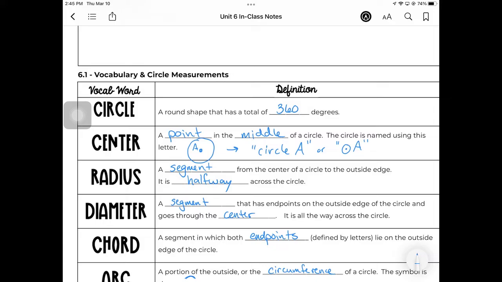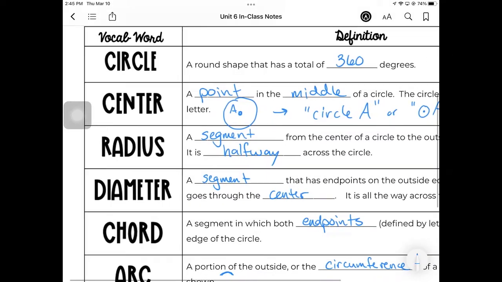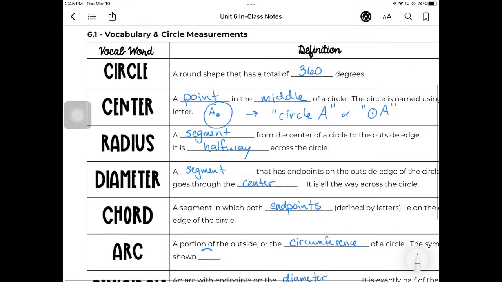Okay, every center has a radius too. A radius is how we measure the size of the circle. All right, a radius is a segment from the center of the circle to the outside edge of the circle. It is exactly halfway across the circle. It looks like this. From the center to a point on the circle, that's the radius.